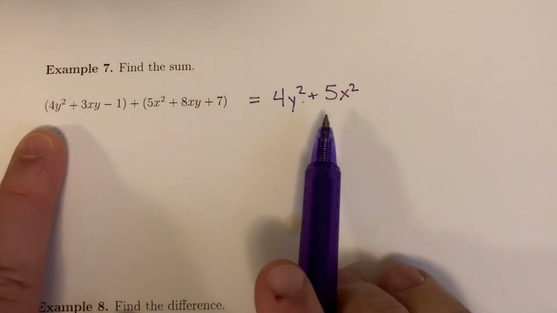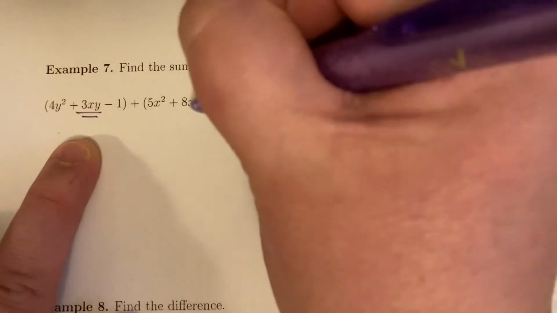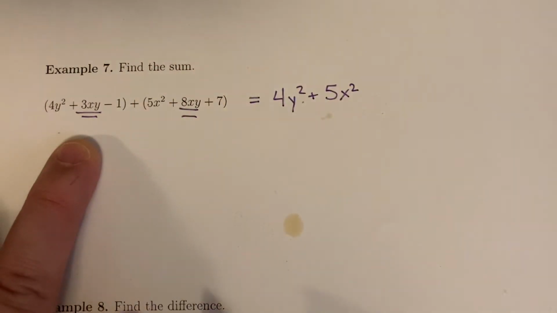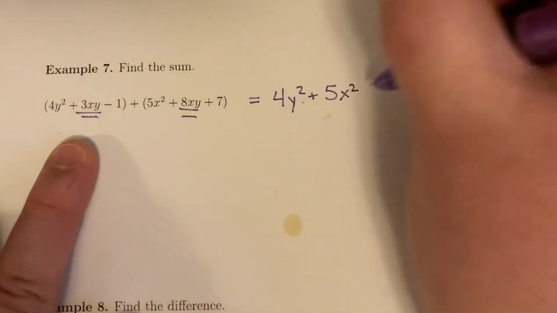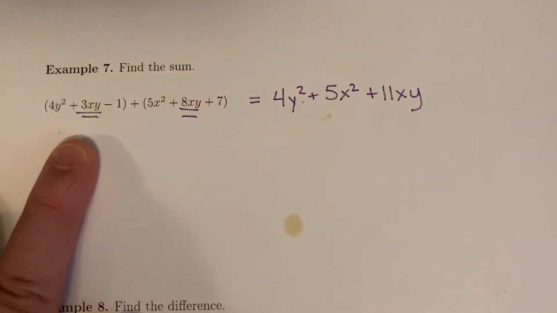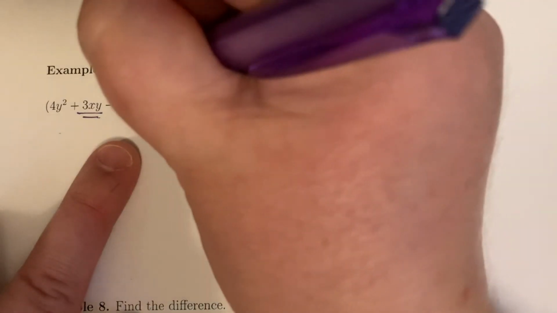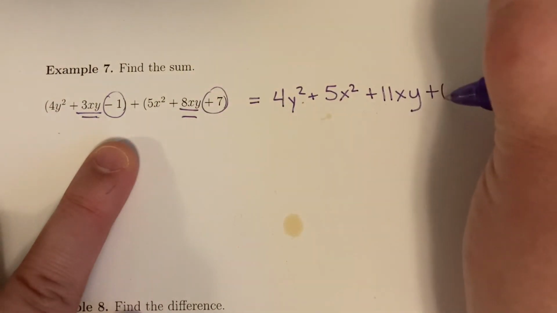They're not like terms. What are like terms are the x times y terms. So we have 3xy plus 8xy makes 11xy. And then finally, the constant terms. Negative 1 plus 7 is 6.